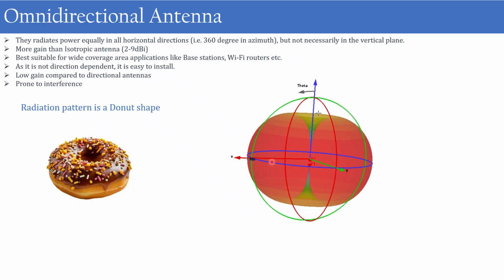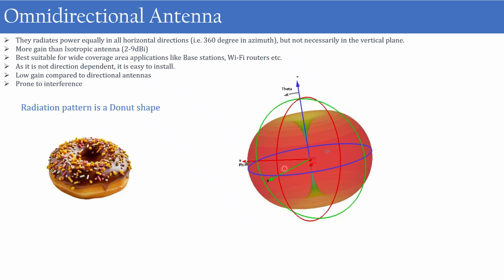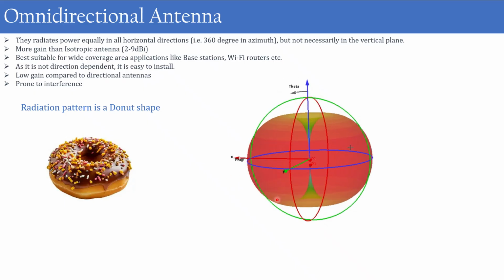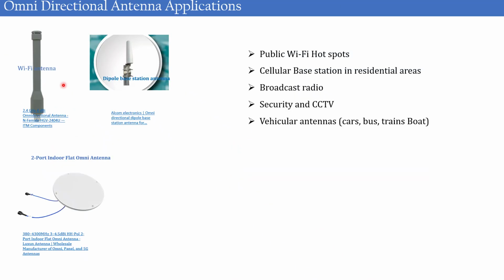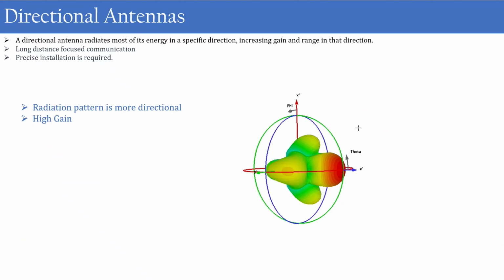And as the radiation is equal in every direction, it is also prone to interference from other directions. These are some of the omnidirectional antenna examples, and in common they have different applications like public Wi-Fi hotspots, cellular base stations, broadcast radio, security, CCTV, vehicular antennas. Where we need this horizontal coverage, we can use omnidirectional antennas.